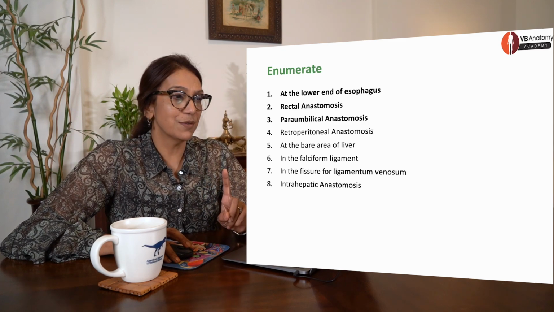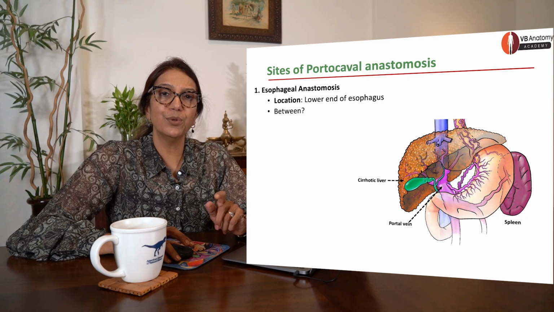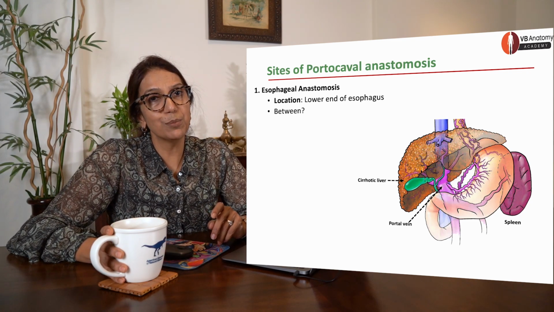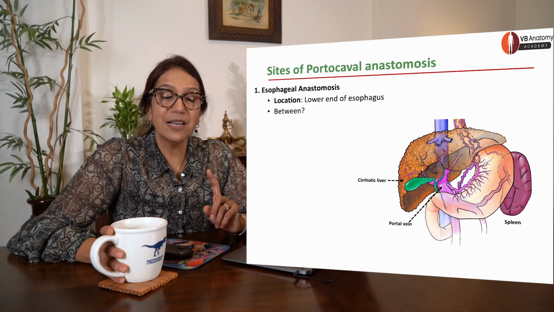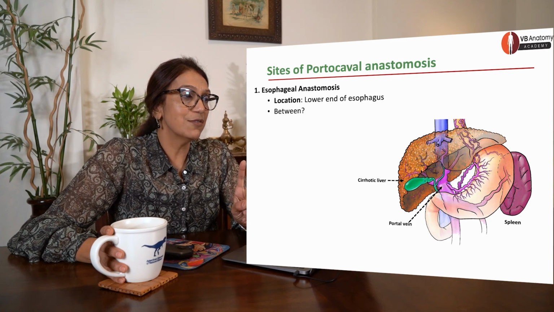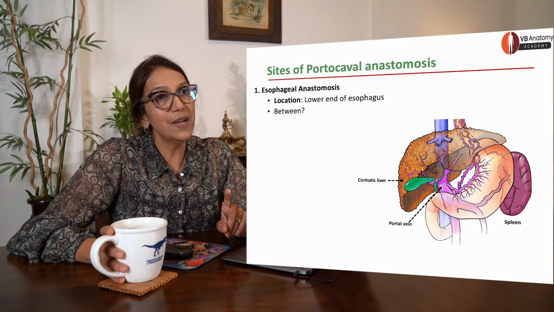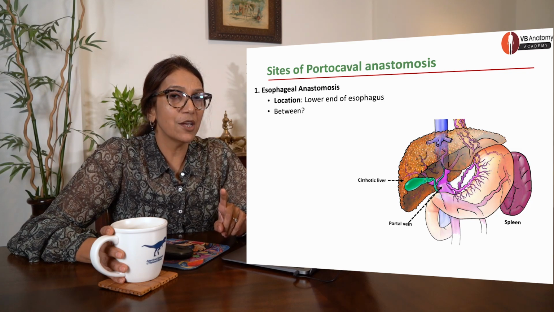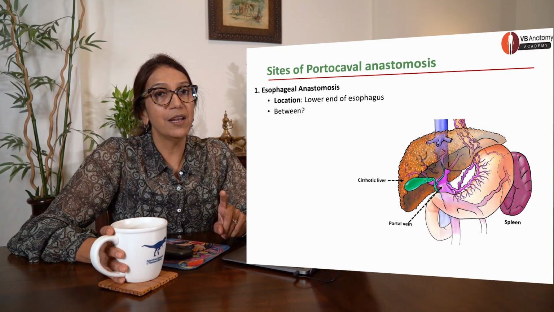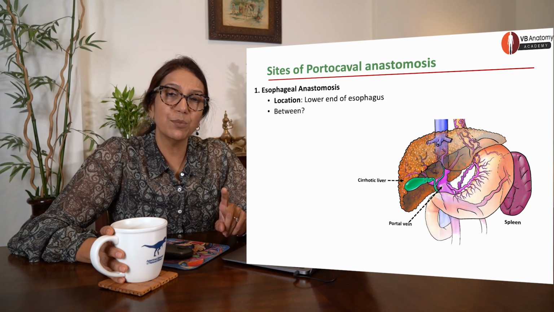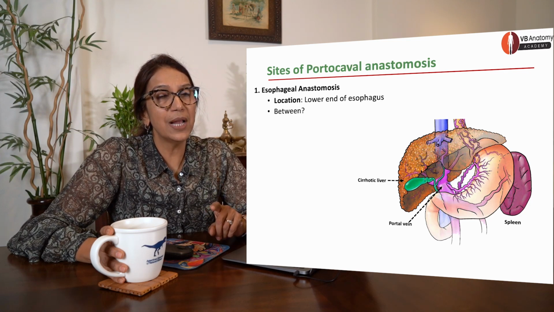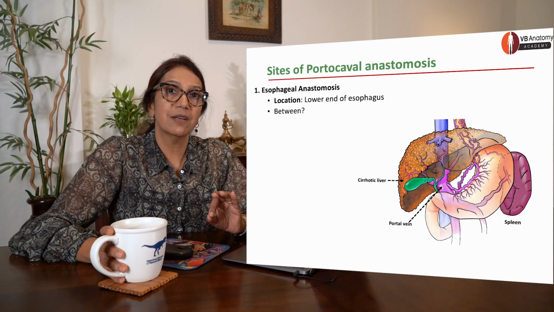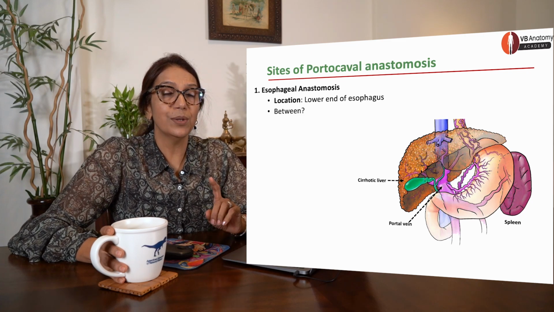Portocaval anastomosis. For those of you who are a little confused, relax, drink a sip of your coffee, tea, whatever rocks your boat, and get yourself into the game because this is very, very important. One fine day you will be sitting in the casualty with a patient coming in vomiting blood. And if you don't know what portocaval anastomosis is, the history that he is a known alcoholic will cease to have any relevance to you, which is criminal. You need to know this well.